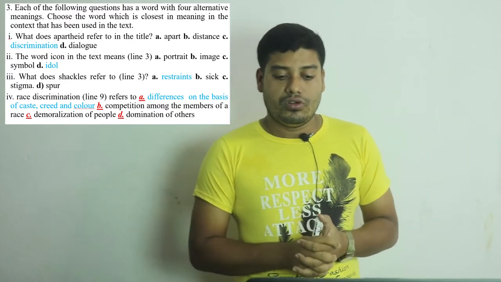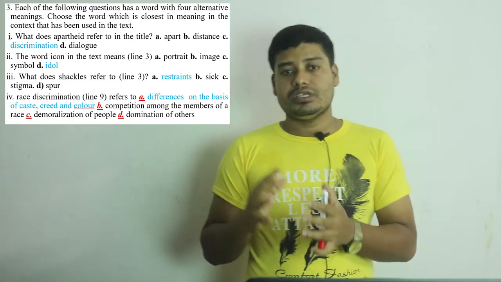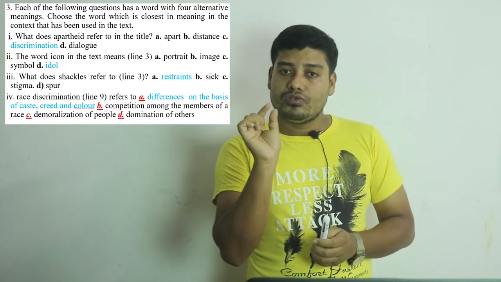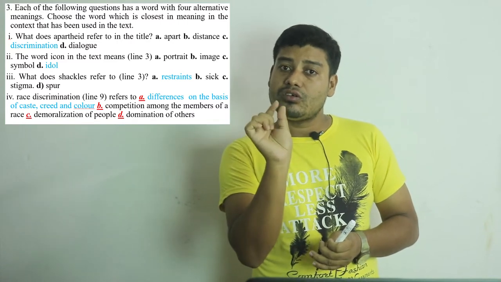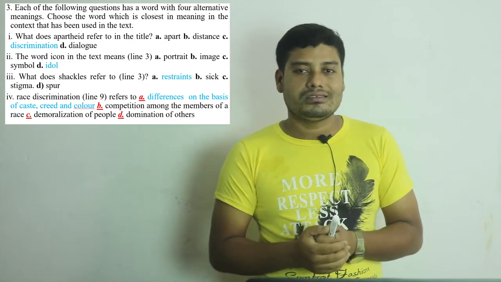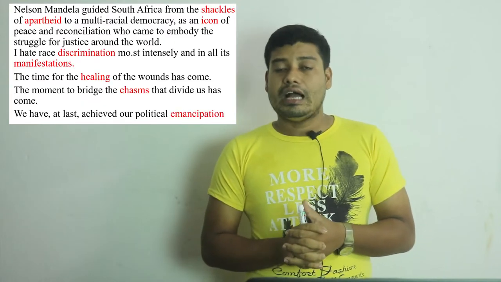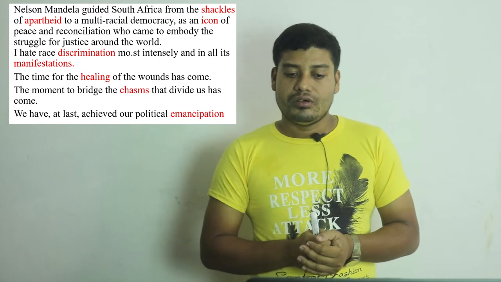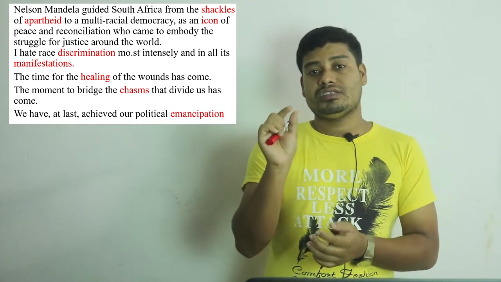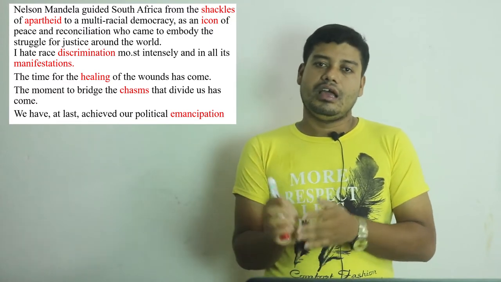And number four, race discrimination according to line nine refers to. That means you will have to find out the actual meaning of that line, because if you translate only the surface meaning, that will not be the answer. Line number nine is, I hate race discrimination most intensely and in all its manifestations. So I hate race discrimination, that means Nelson Mandela hates differences on the basis of caste, creed and color. Okay, so number A will be the answer.